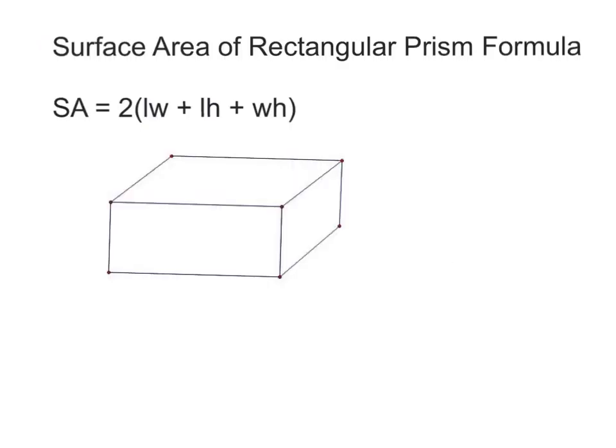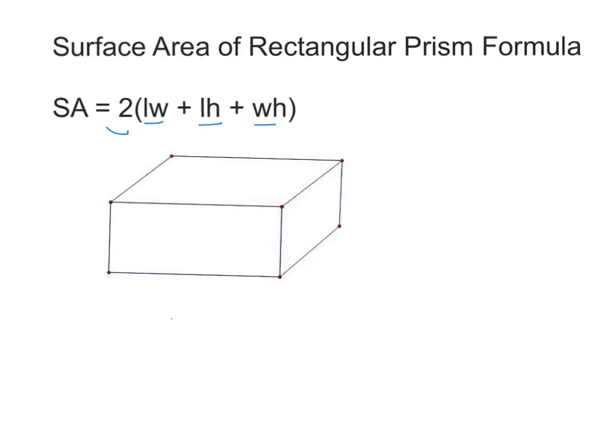The formula for the surface area of the rectangular prism simply condenses the work that you did on the previous page into one line. Where we had multiplied each face by 2 and then totaled it up, the formula finds the area of one of each face and totals them and then multiplies that by 2.